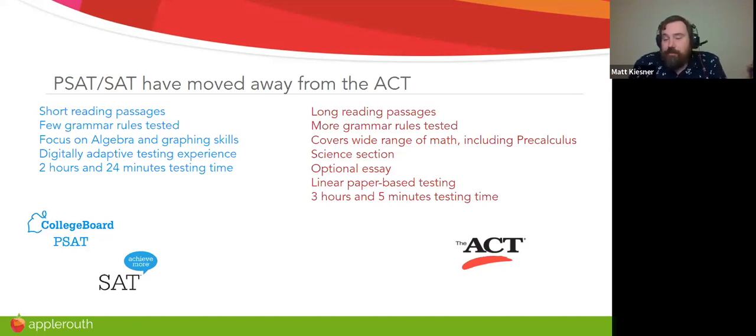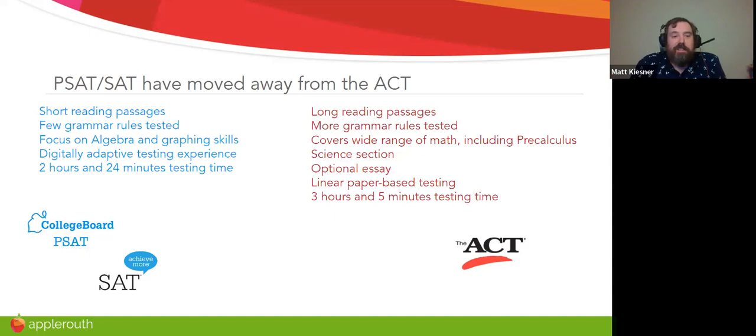ACTs also have a science section that is explicitly testing your ability to make inferences with scientific data. The SAT has a little bit of that in those reading and writing questions, but not much. The ACT also has an optional essay. I'll give you a great piece of advice: don't take the essay. It's on the ACT. It's worthless. Schools don't care about it. So the SAT is going to have that digitally adaptive testing experience, just like the PSAT. The ACT is going to be a linear paper-based test, and maybe you like paper and being able to write on a page, then you get that option there.